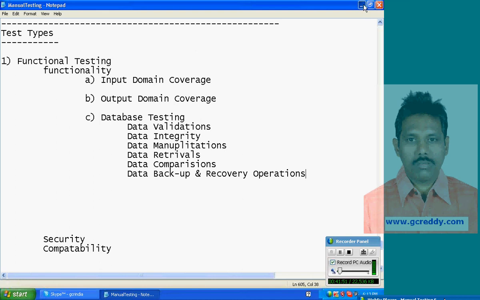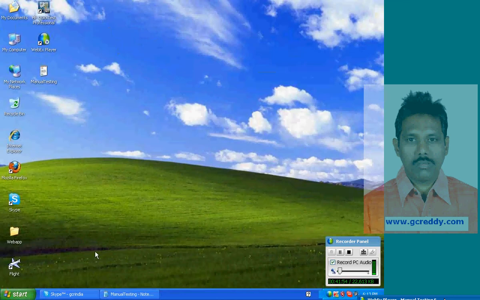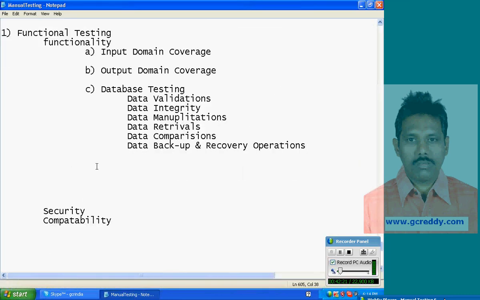Nowadays, database testing is also a very important area. Tell me, Priyanka, what are the important operations in this database testing area? The data validation, data integrity, data manipulations, data retrievals, data comparison, data backup and recovery operations. Okay. Okay na, Lalita. Yes, sir. Any confusion? No, sir. Clear.